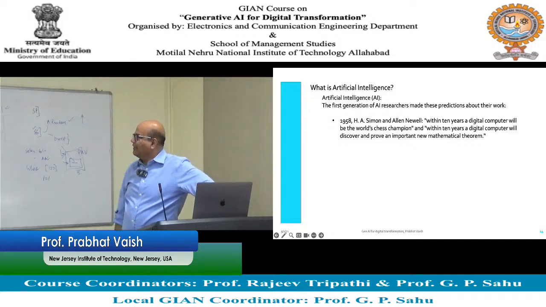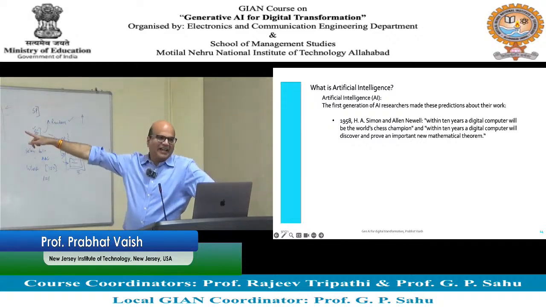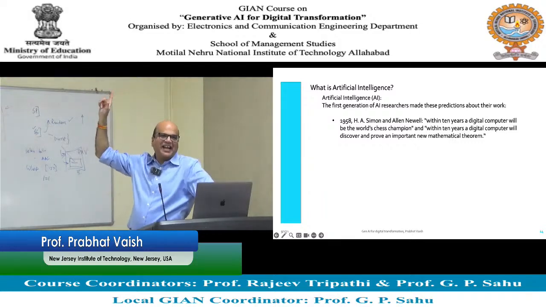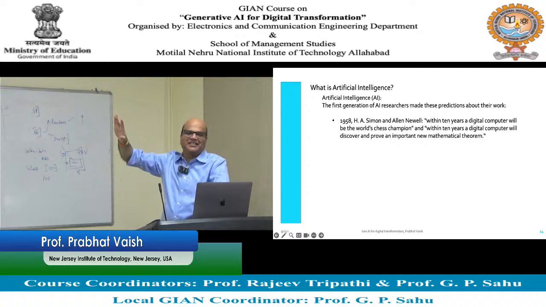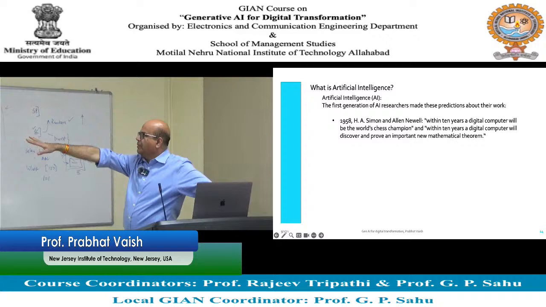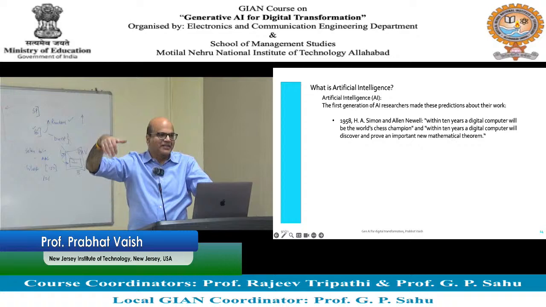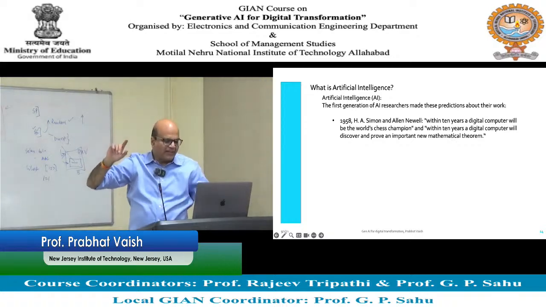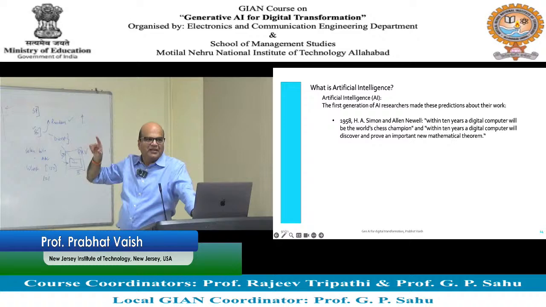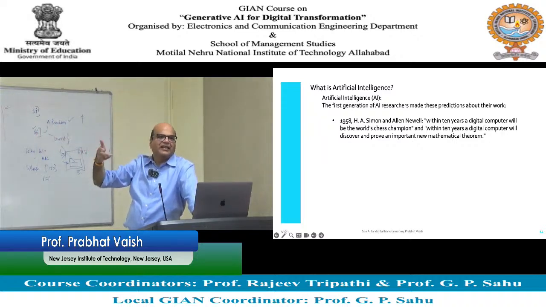Within 10 years, they will have a computer that will defeat the world's chess champion. They said it in 1958. It didn't happen in 1968, it happened in 1998. So it did happen. It didn't happen in 10 years, it took 40 years to do it, right? A digital computer will discover and prove an important new mathematical theorem. It's happening now with large language models, even though it's questionable whether they are discovering something new, i.e., is there a latent space where the theorem is being discovered, or have they already learned it somehow and are just regurgitating it.